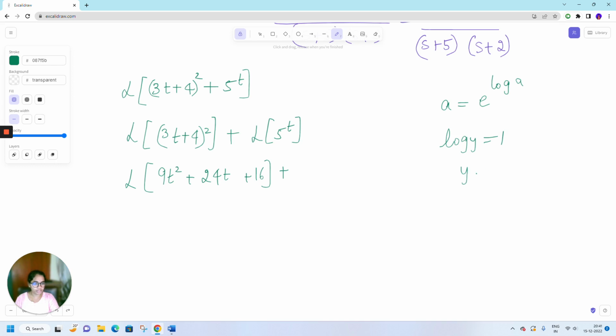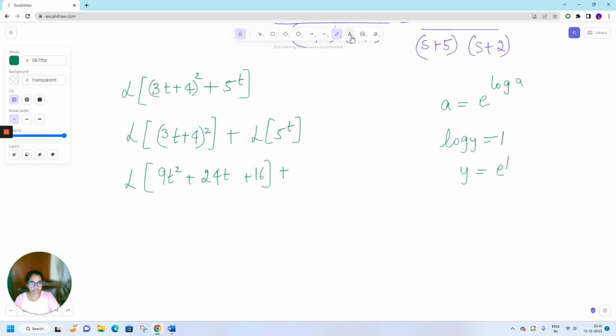You write it as anti-log of 1, or you represent it with e to the power 1. Yes, the same logic. You can write a is equal to e to the power log a, or the value of e to the power log a is a itself. Why am I telling this?